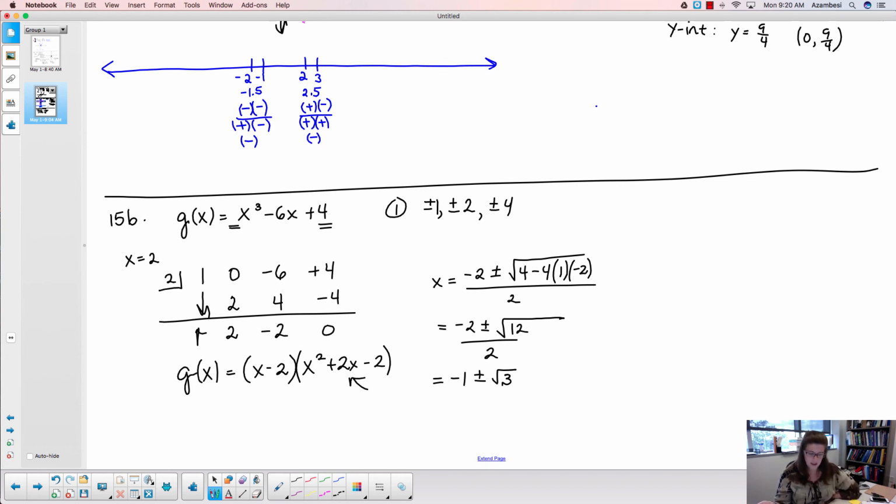Putting the function all the way together, I have g of x. Next time I'm going to write these all with f of x's. g of x is equal to x minus 2 times x minus negative 1 plus the square root of 3, and x minus negative 1 minus the square root of 3. You can do plus and minus and that's fine.